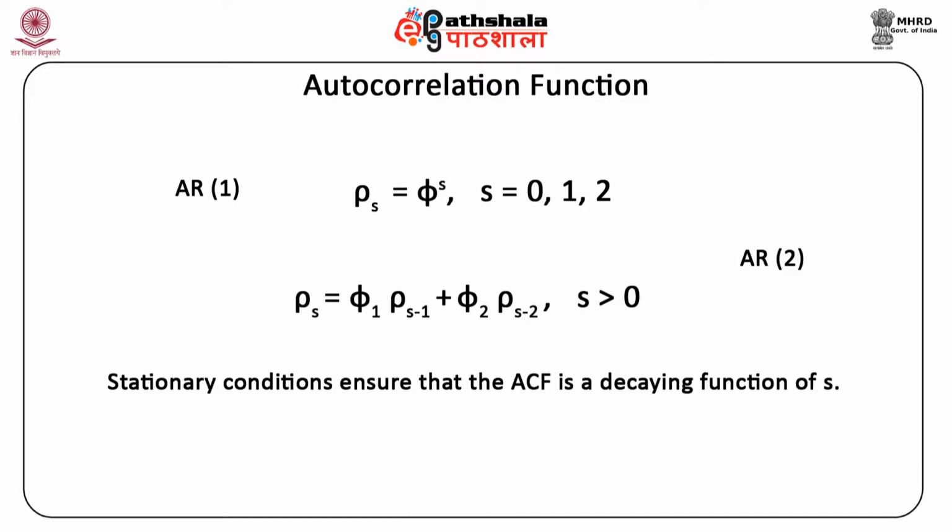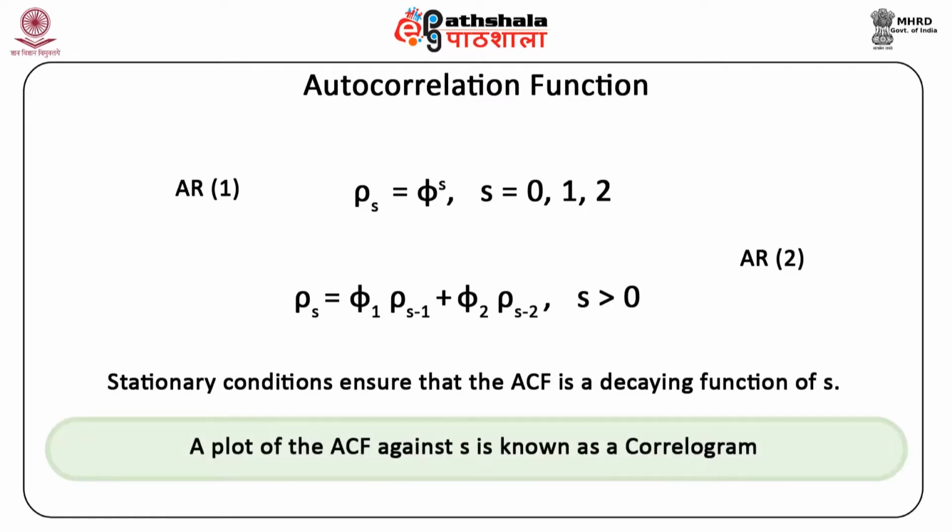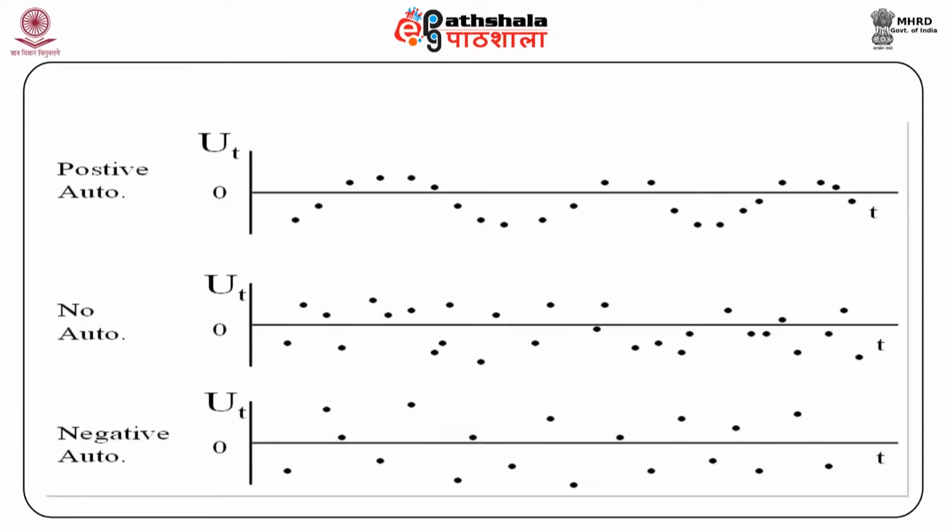Stationary conditions ensure that the ACF is a decaying function of s. A plot of the ACF against s is known as a correlogram. Moving on to the graphical view of the autocorrelation. Graphically, autocorrelation may be understood by plotting the residuals against the observations. This can be seen through the following graphs.